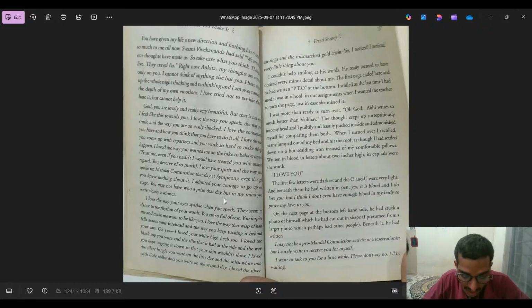I couldn't help smiling at his words. He really seemed to have noticed every minor detail about me. The first page ended here, and he had written, "Please turn PTO, please turn over" at the bottom. I smiled at that. The last time I had used it was in school, in an assignment, when I wanted the teacher to turn the page, just in case she missed it.